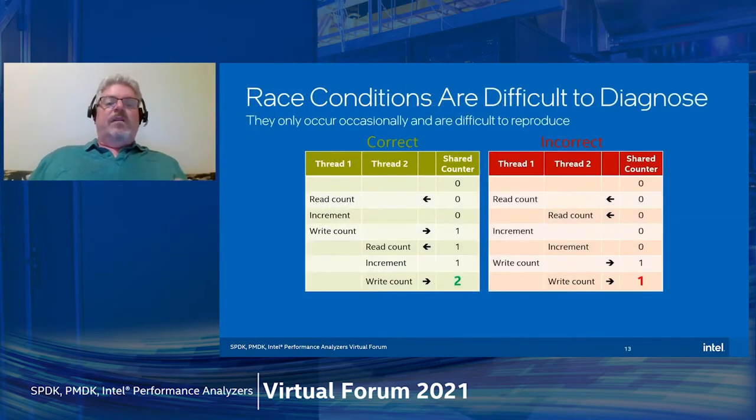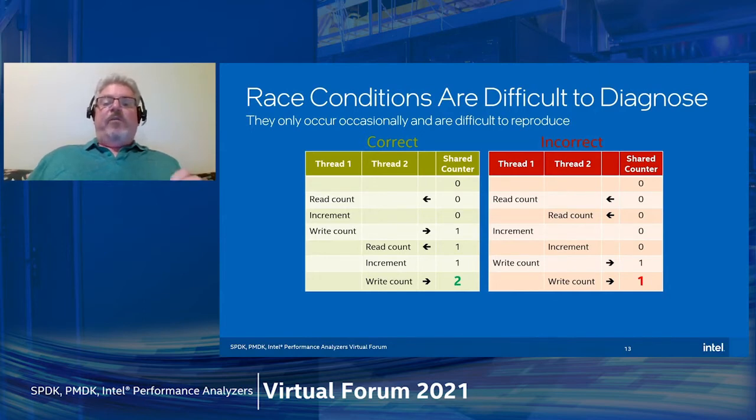I've mentioned data races several times, so let's go over what exactly a data race is. In this example, we have two threads, thread 1 and thread 2. In the first case, thread 1 is doing a read, an increment, and then a write. Thread 2 then steps in and does a read, an increment, and a write. So eventually, we come up with the final value of 2.